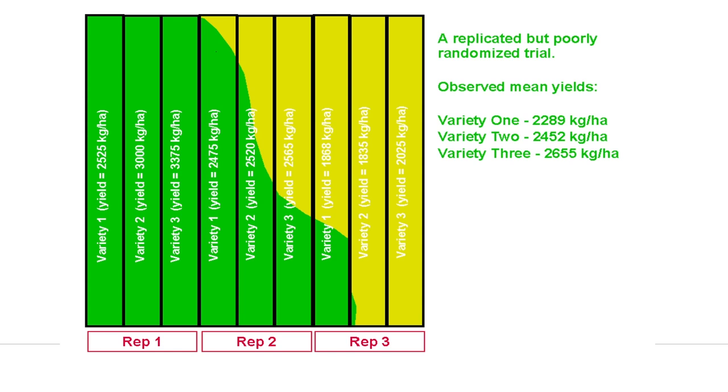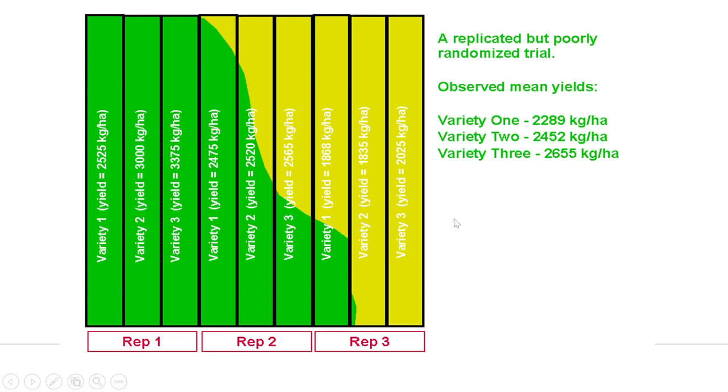In replicate 1, we have variety 1, 2, and 3. Then in replicate 2, we also have variety 1, 2, 3, and so on. And this is well replicated but not randomized, because if you look, it's always the same pattern in each replicate. We have the strip of variety 1, then variety 2, then variety 3, and on and on. Now, this might not look like it's going to cause a problem, but because it's not randomized, it actually will bias our results. So look at the observed average yields of the three varieties without randomization.